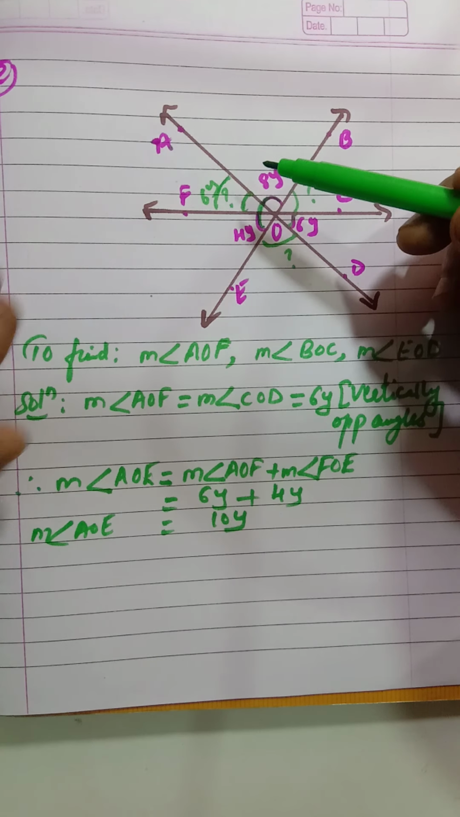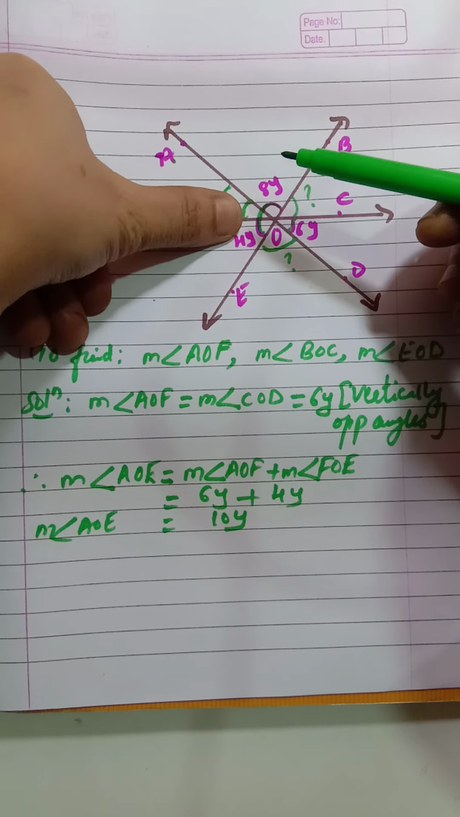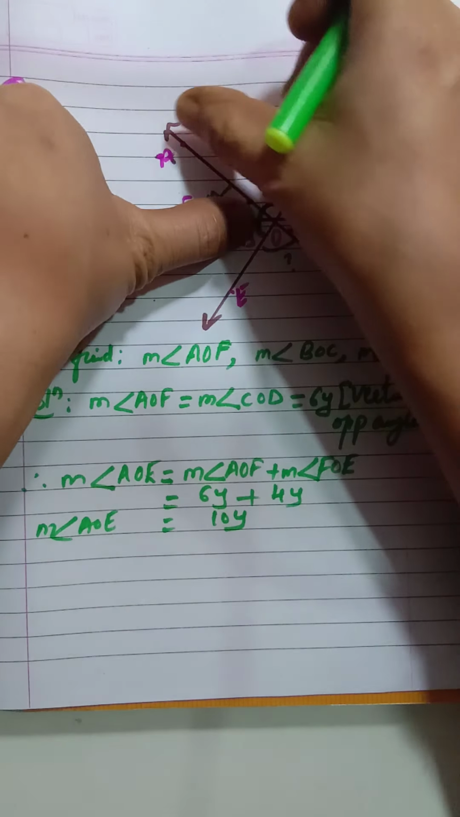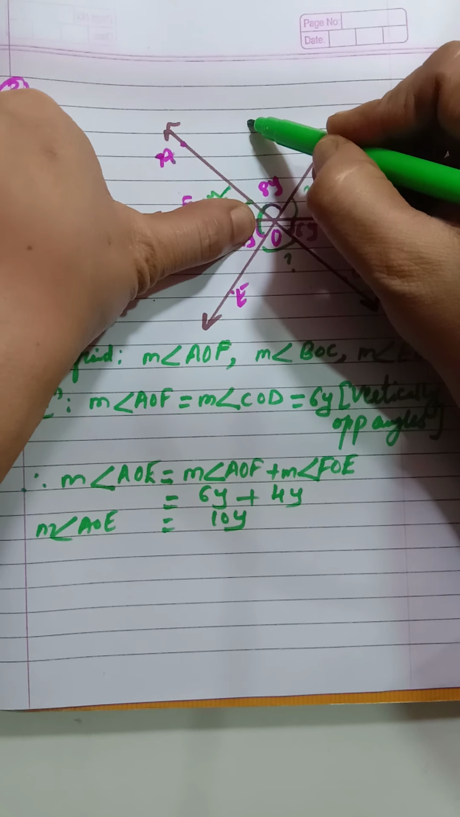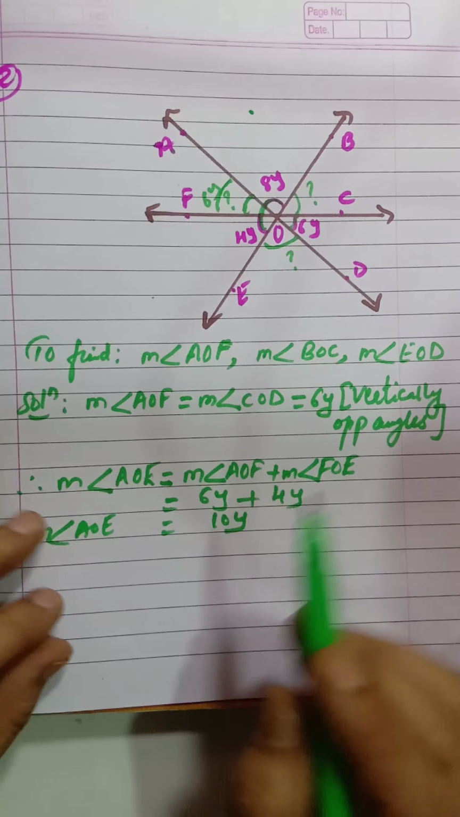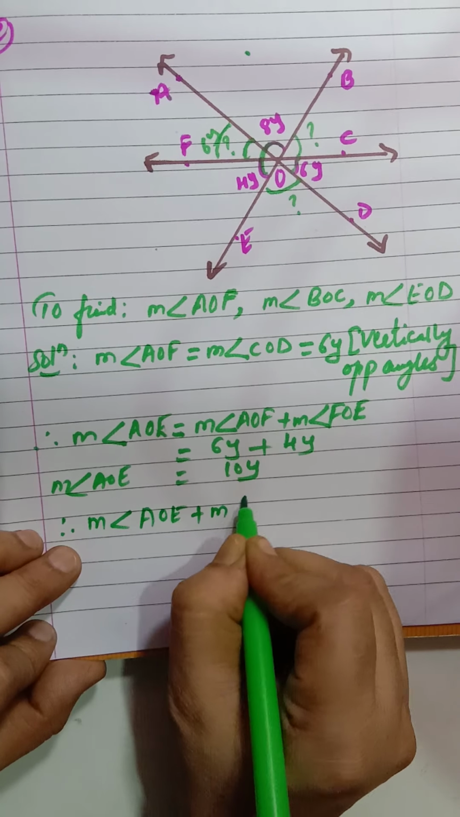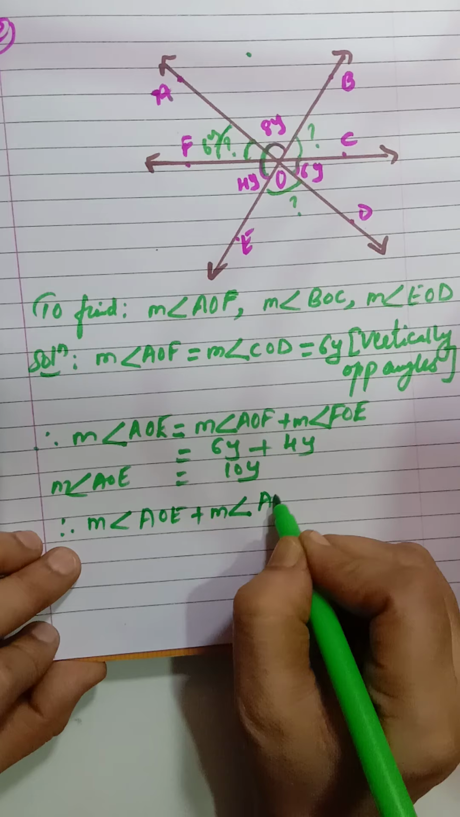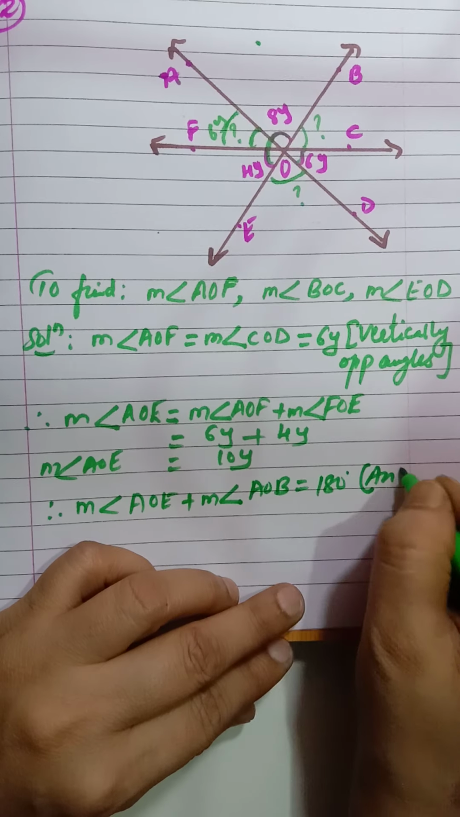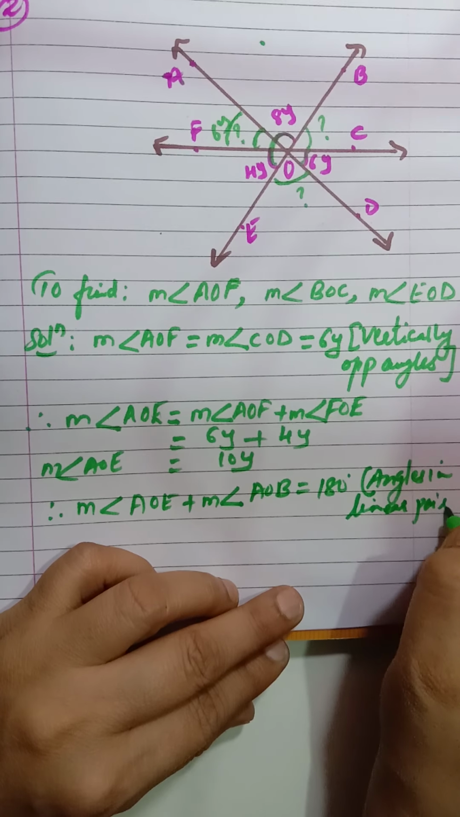Now clear? Forget about this arm, just forget. Now see, it's clear. This is your straight line. This is one common arm. This is one angle. This is the other angle. AOB and AOE. So we'll write, therefore measure angle AOE plus measure angle AOB is equal to 180 degree. Why? Because it is angles in linear pair.